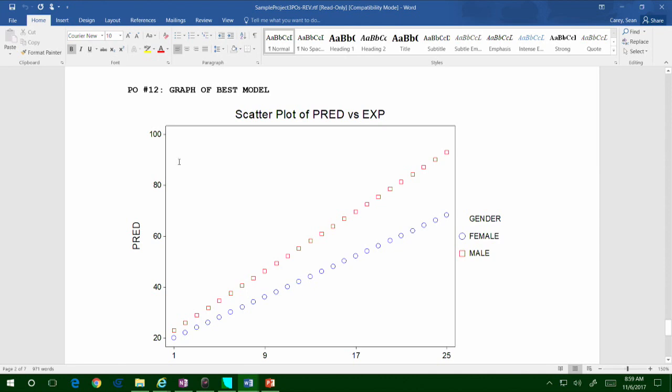This should match your best model. If it doesn't, you messed up on getting your best model, or you messed up on getting this graph. One of the two. We have to figure out what it is. Okay? But that's what this should be.